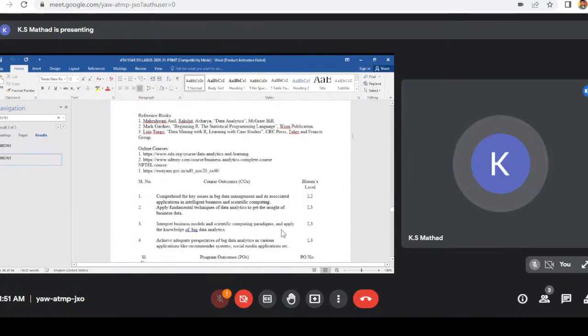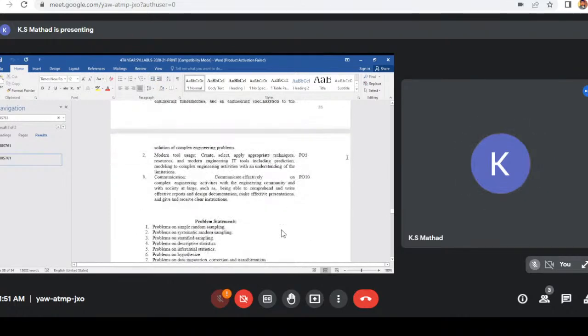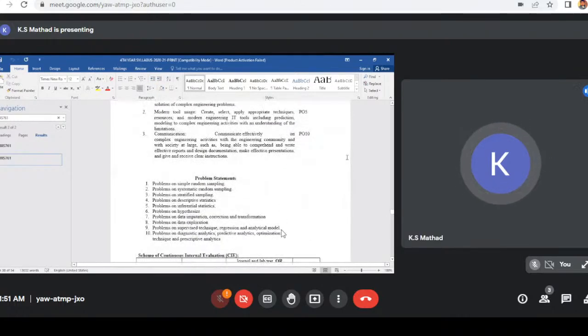So along with the things which we teach in the class, we also have the online courses. Few online courses we have identified. So data analytics and learning from the edX, then business analytics complete course from the Udemy. We have an NPTEL course also, which is data science for engineers. So that can be taken up here. So this is an overview of what the data science or data analytics subject is about.